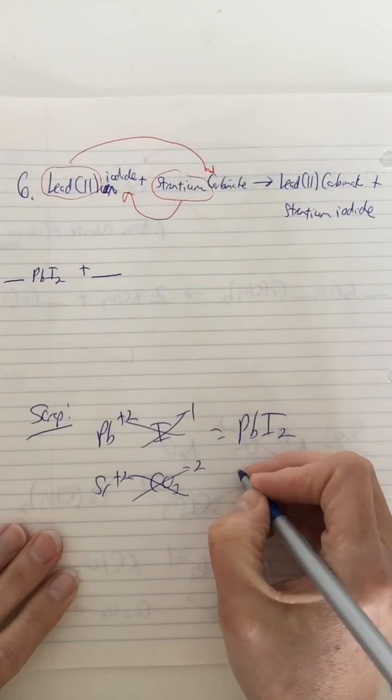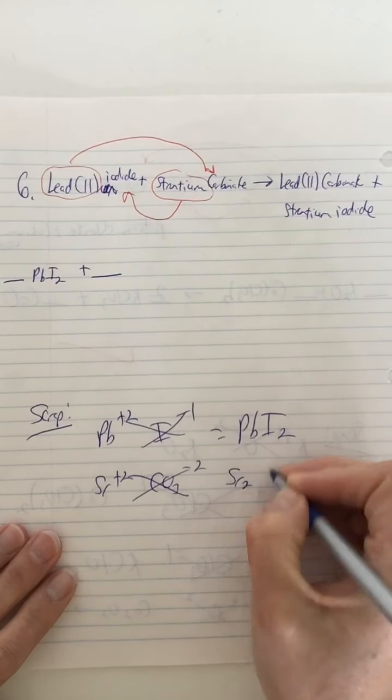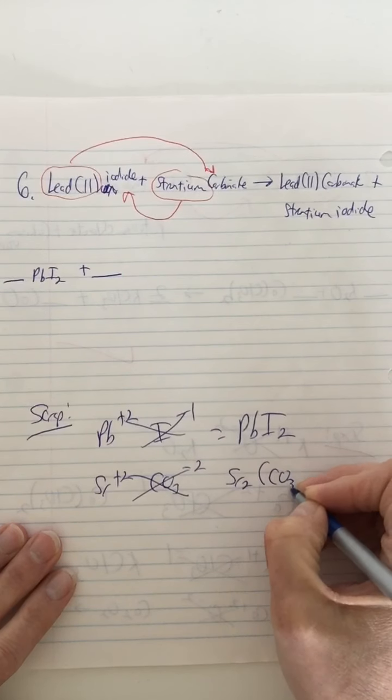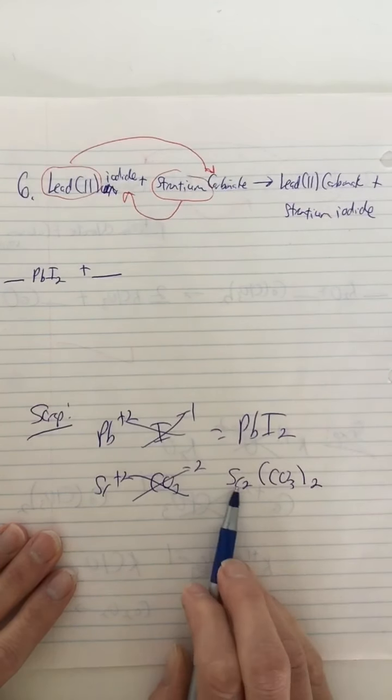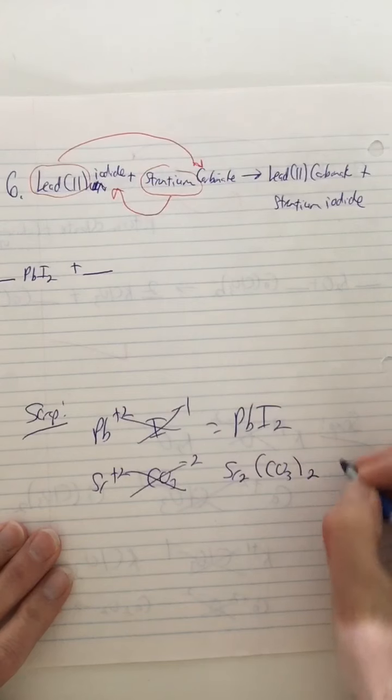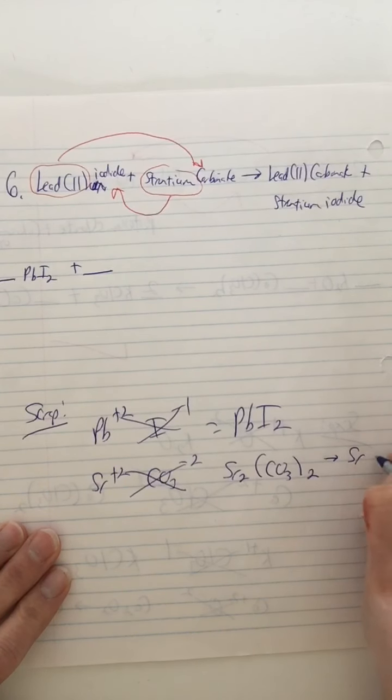Crisscross. I get Sr2(CO3)2. But because there's 2 of each, I have to reduce it to SrCO3. Again, you can put in brackets, but I don't really like them unless you need them. In grade 12 chemistry, that would be a bit frowned upon.